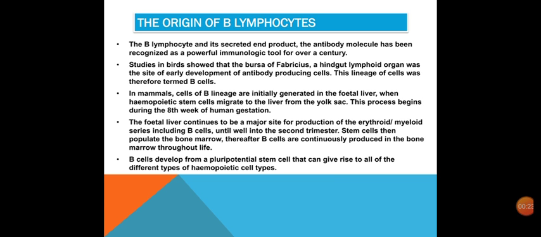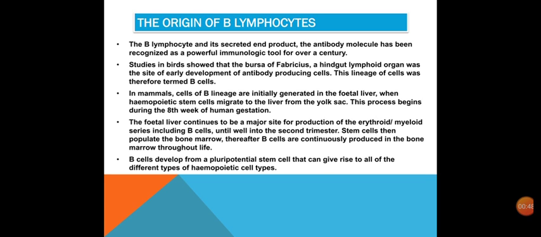The origin of B lymphocytes. B lymphocytes and their secreted end product, the antibody molecule, have been recognized as a powerful immunologic tool for over a century. Studies in birds showed that the bursa of Fabricius, a hindgut lymphoid organ, was the site of early development of antibody-producing cells. This lineage of cells was therefore termed B cells.